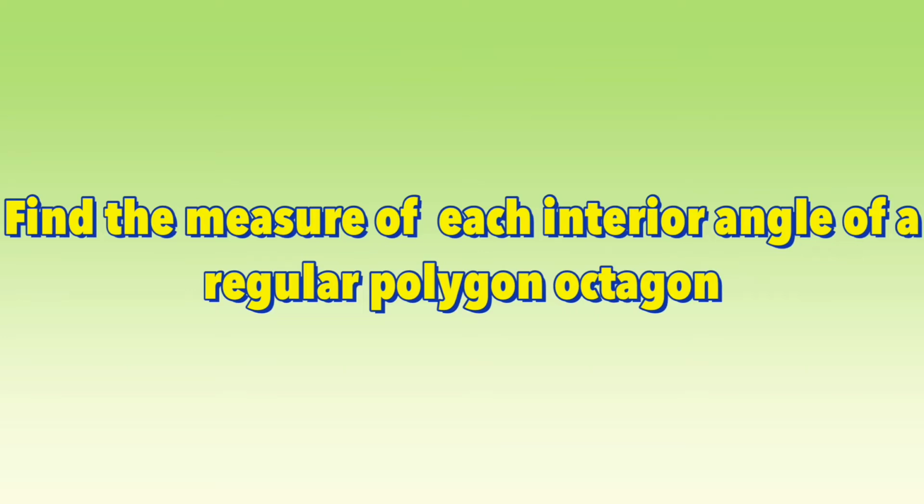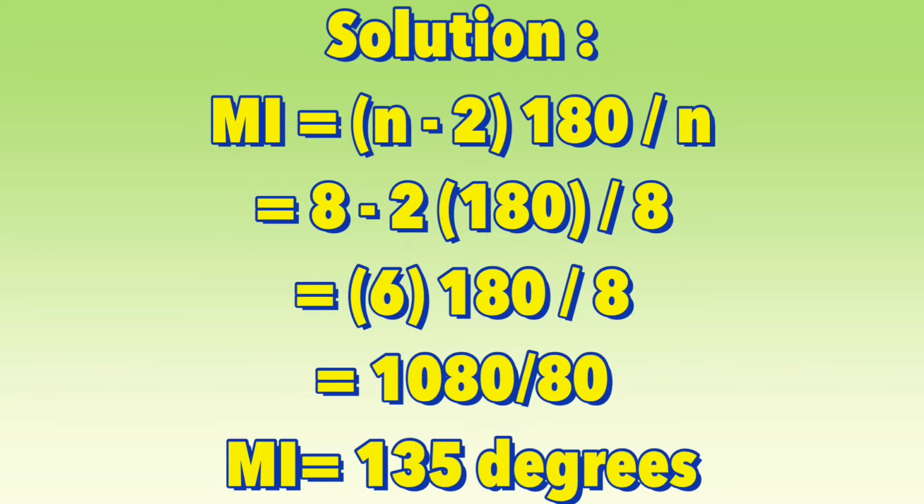Okay, next problem. Find the measure of the interior angles of a regular polygon, octagon. So our formula now is mi equals n minus 2 times 180 over n. And since an octagon has 8 sides, we substitute for n, so it becomes 8 minus 2 times 180 over 8. Then 8 minus 2 equals 6 times 180 over 8. Then 6 times 180 equals 1080 over 8, and the quotient becomes our measure of the interior angle, which equals 135 degrees. That's the interior angle of a regular octagon.